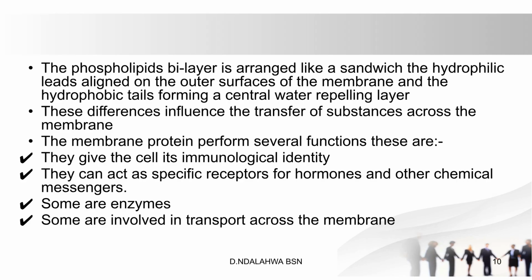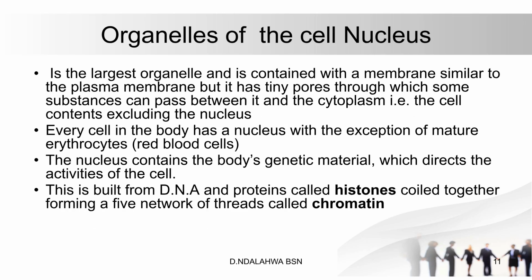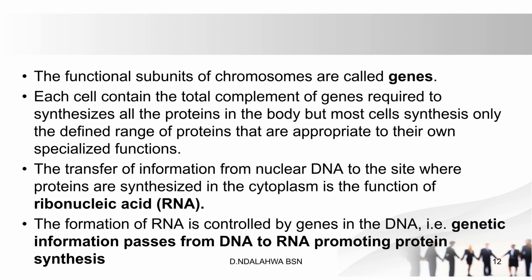Membrane proteins give the cell immunological identity, act as receptors for chemical messengers, function as enzymes, and aid in transport across the membrane. The nucleus is the largest organelle, contained within a porous membrane. It holds the body's genetic material, built from DNA and proteins called histones, forming chromatin. The functional subunits of chromosomes are genes. RNA transfers information from nuclear DNA to the cytoplasm for protein synthesis, controlled by genes in the DNA.